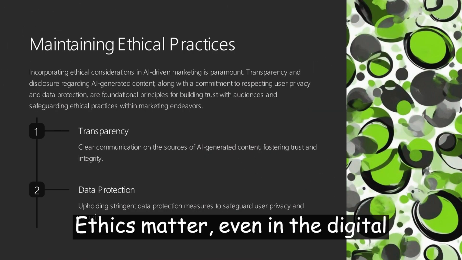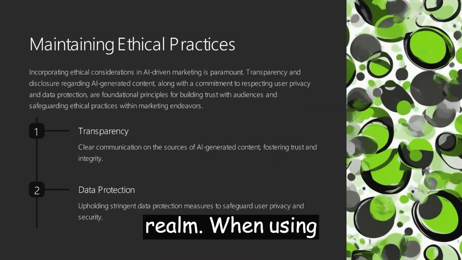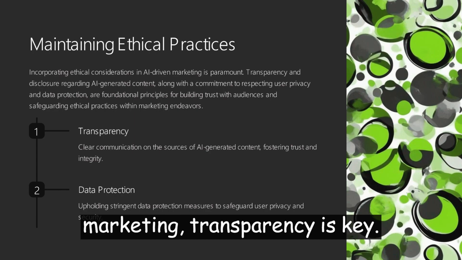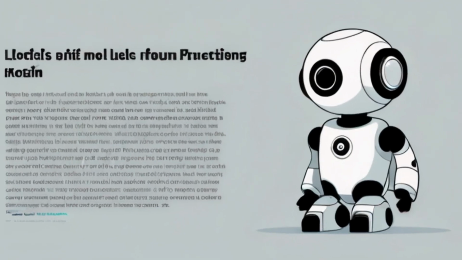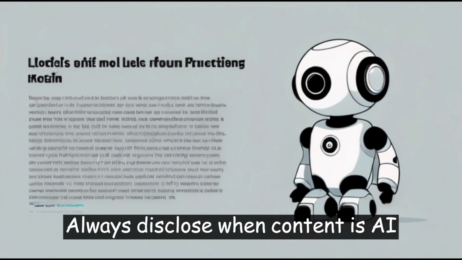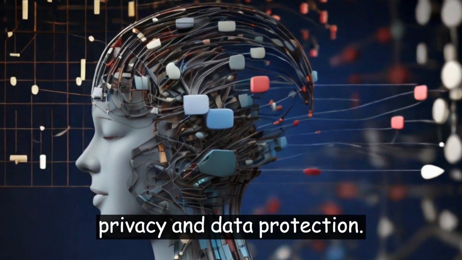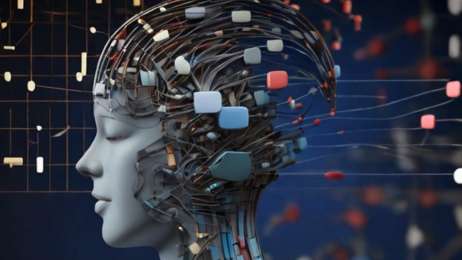Ethics matter, even in the digital realm. When using AI like GPT 3.5 for marketing, transparency is key. Always disclose when content is AI generated and prioritize user privacy and data protection.